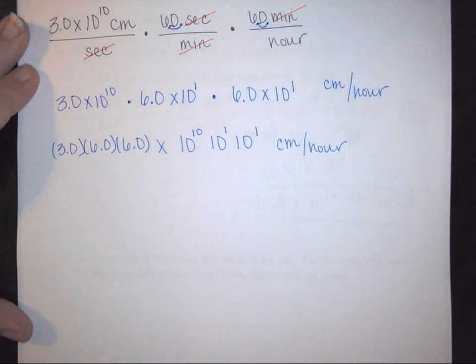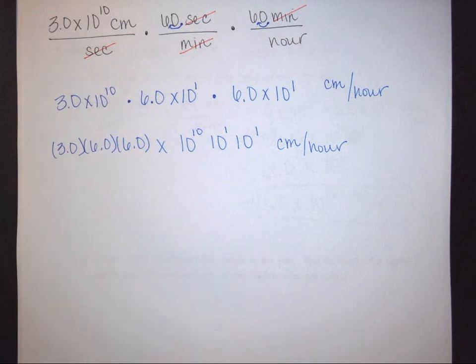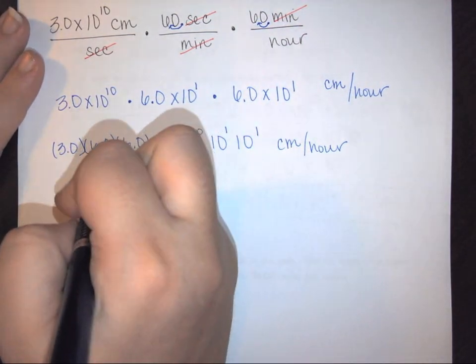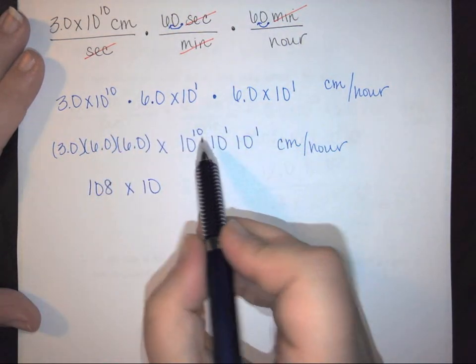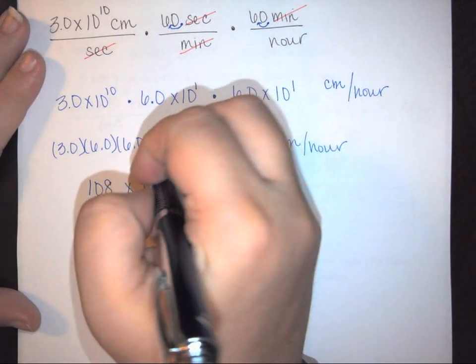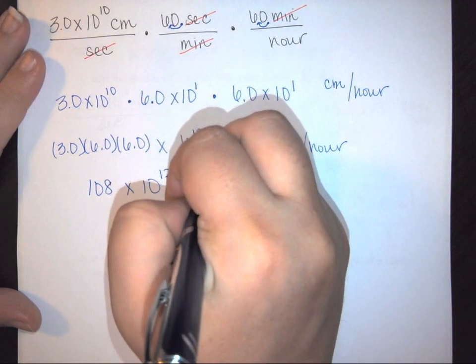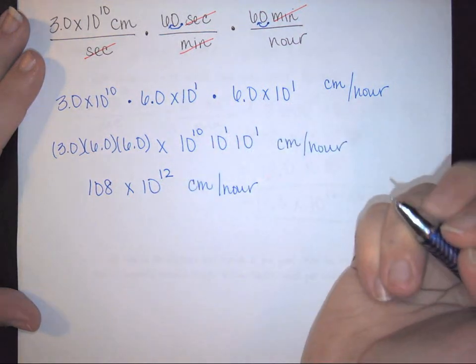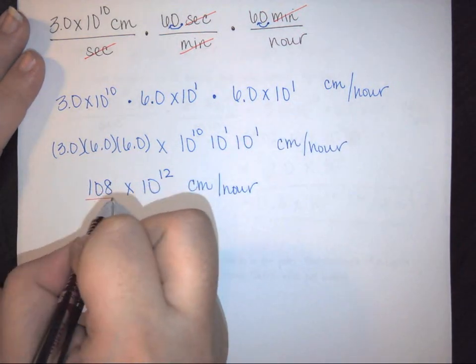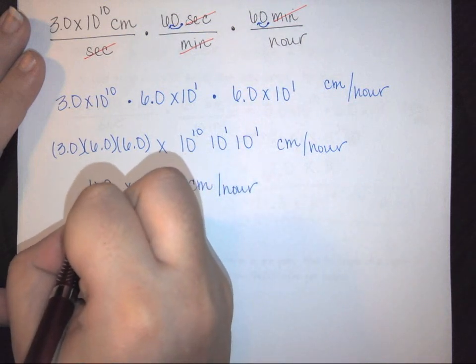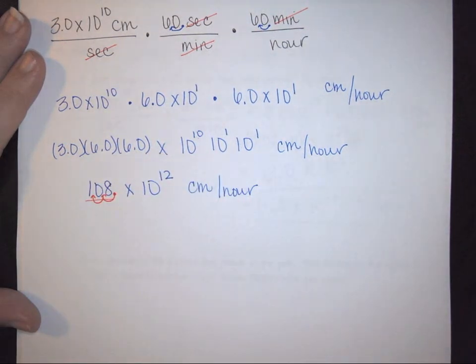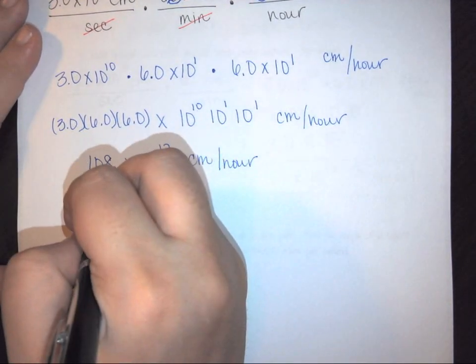So here we're going to have 3 times 6 times 6. So that's going to give us 108 times 10, and this is going to be 10, 11, 12, so this is 10 to the 12th centimeters per hour. And then just like before, this is not scientific notation. So my decimal point here has to move, so we got to move it once, we got to move it twice.